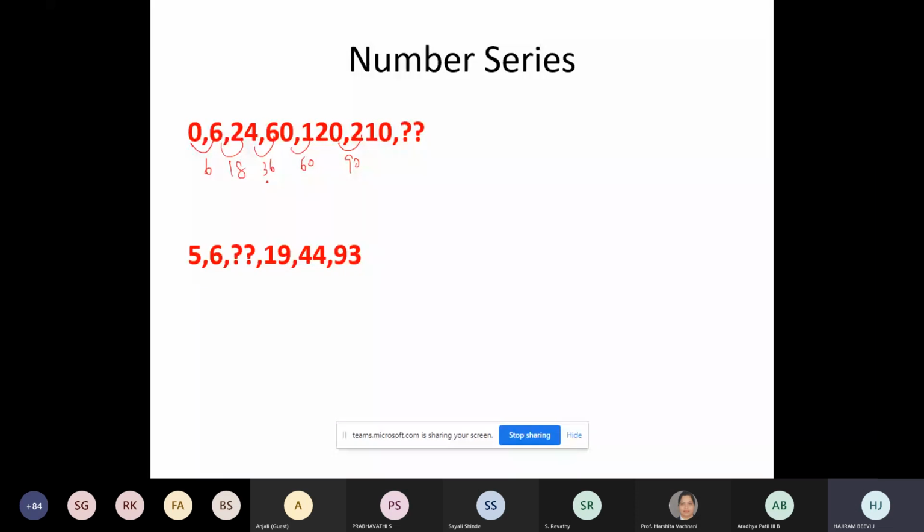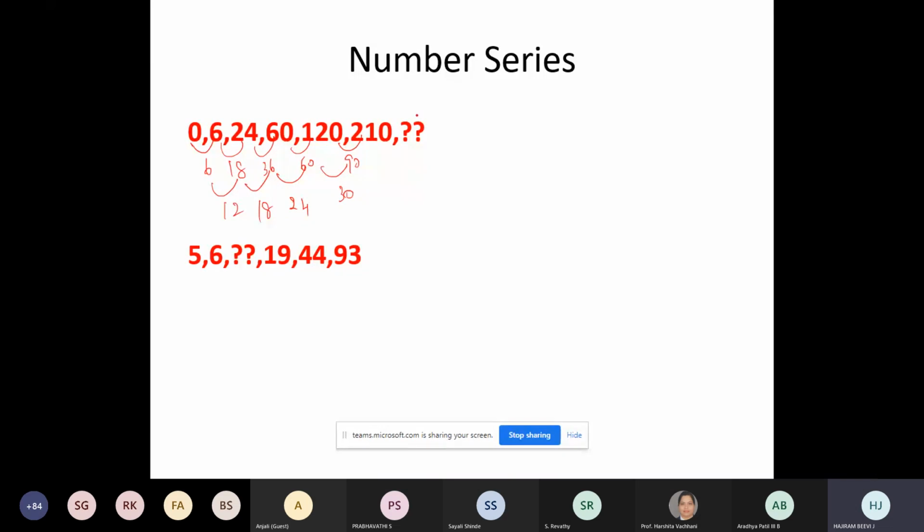So again we are finding the difference. 18 minus 6 is 12. 36 minus 18 is 18. Then 60 minus 36 is 24. Then 90 minus 60 is 30. So in this level also we don't get the same value.